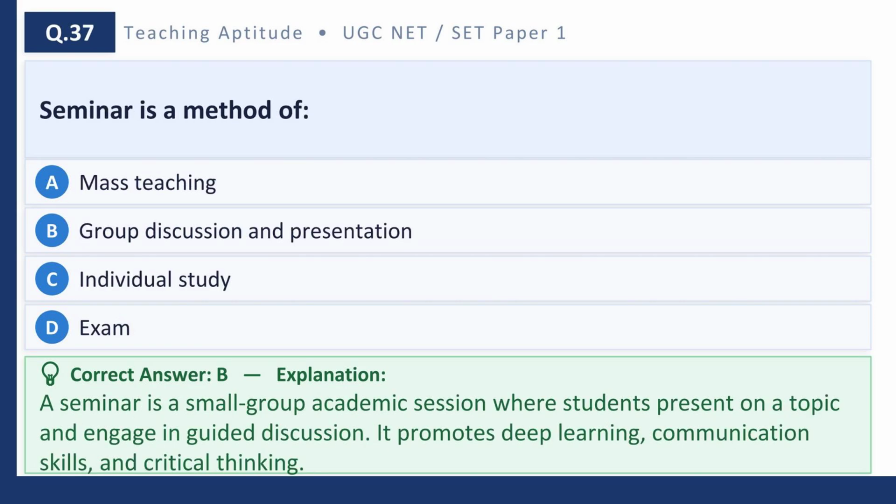A seminar is a specialized method of group discussion and presentation. In these small group academic sessions, students present on a specific topic and then engage in a guided discussion with their peers. This format is wonderful for promoting deep learning and improving communication skills, as it encourages students to defend their ideas and think critically.